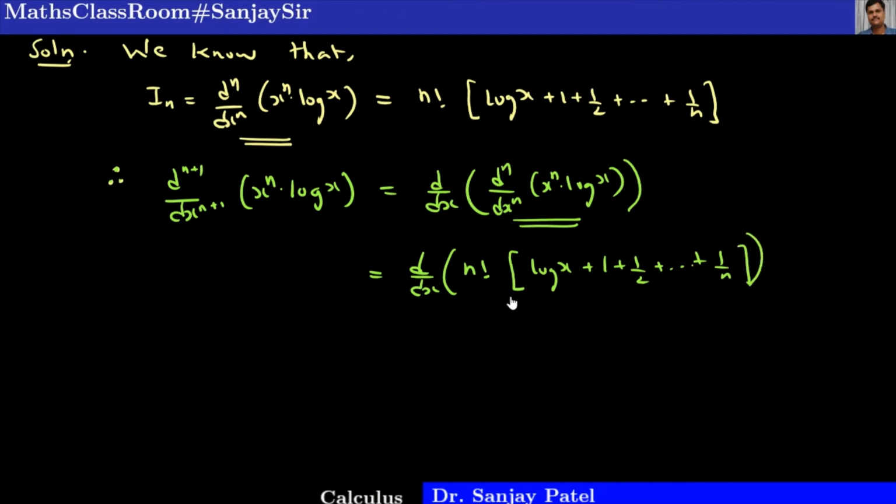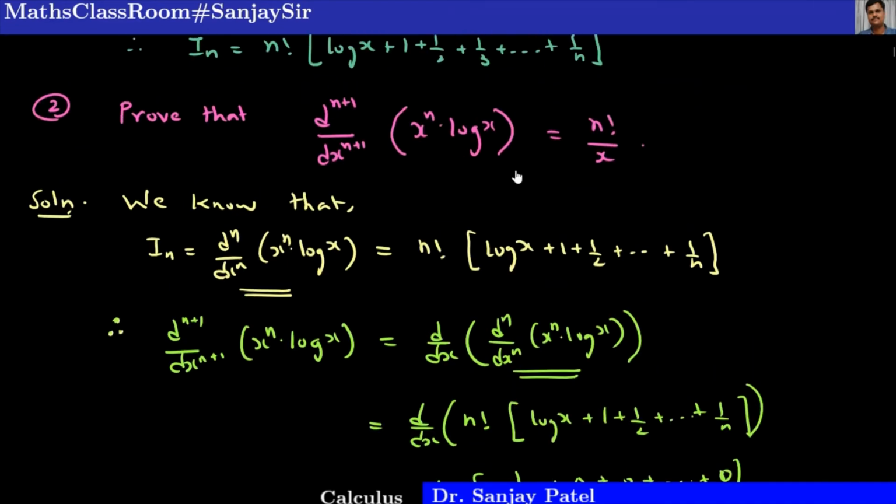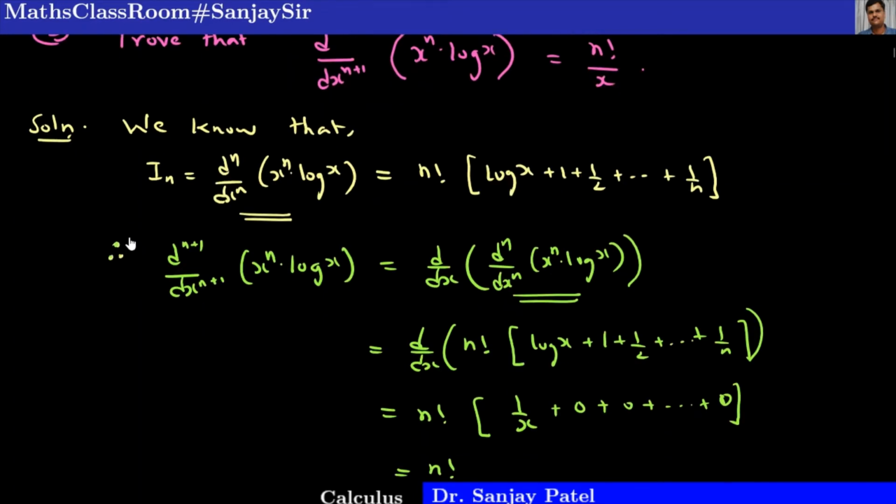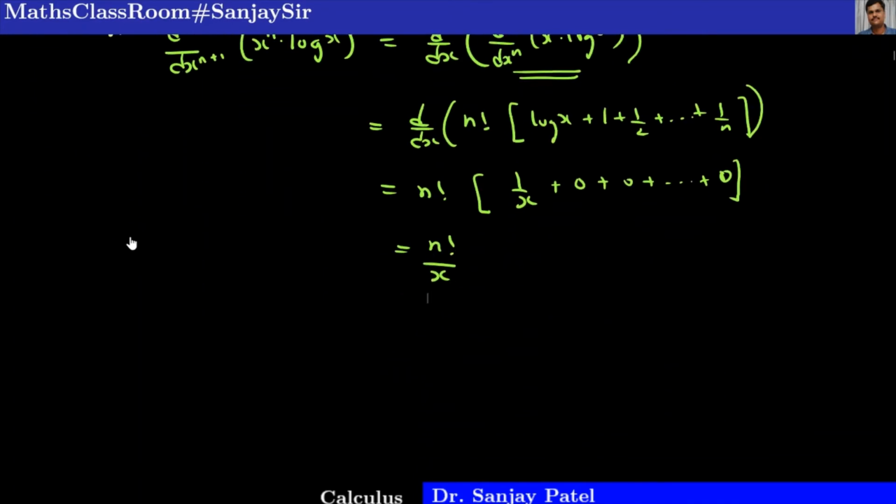We have to just differentiate this thing. n factorial is constant, so that will remain as it is. Derivative of log x is 1 upon x, and derivative of all other terms 1, 1 by 2 and so on up to 1 upon n, all will be 0. So what we are left with is only n factorial upon x, which was the required result. So this is proved. So very simple problem which follows from the main problem. In is equal to dn by dx raised to n of x raised to n into log x. Okay, now let us go to the next one.